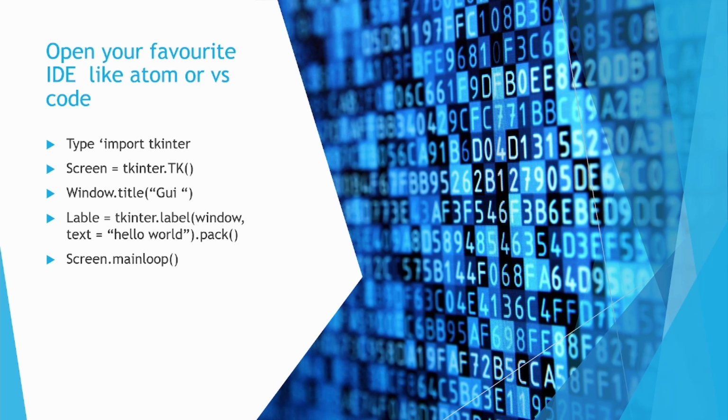So now this is a very small code in front of you. You can just copy this code. So what you have to do is type import tkinter, screen equals tkinter dot Tk in caps, open bracket and close bracket, window dot title, open bracket, double quotes, GUI, close double quotes, close the bracket, label equals tkinter dot Label, open bracket, window comma, text equals, open bracket, hello world, close bracket, dot pack, open bracket and close bracket, screen dot mainloop, open and close bracket.